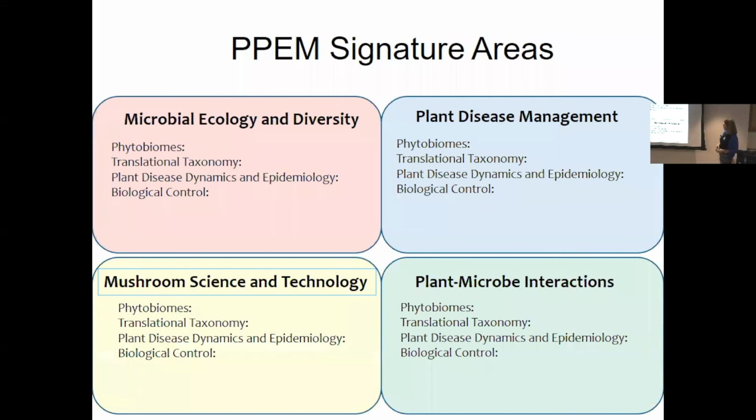We have 4 different signature areas that we concentrate on, and within each signature area, we actually have 4 different techniques or strategies for researching these areas, if you will. So whether we're in mushroom science and technology, we use these 4 different emphases to look at that area. And so that'll give you kind of a summary of who we are research-wise.